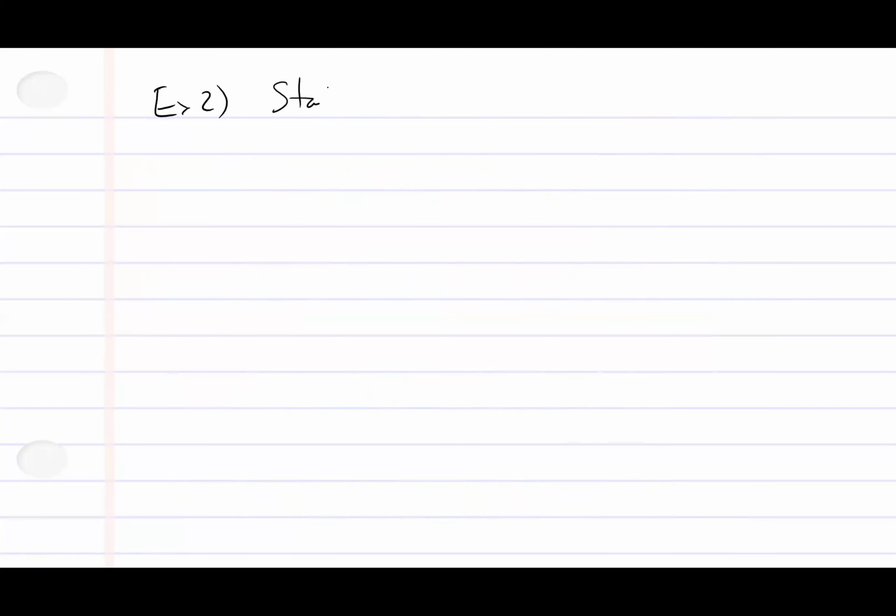State if the following is a function. Each of the following, I guess I should say.